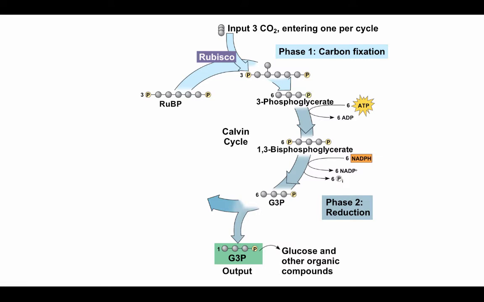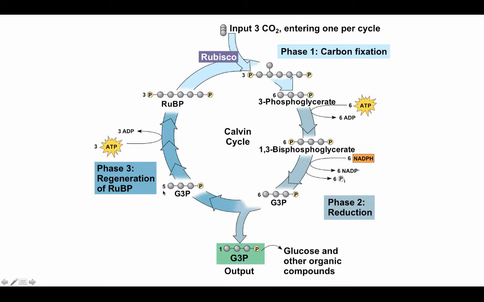So remember, we're summarizing this as being sort of the 3rd turn of the cycle, and so we're going to release one of these G3Ps as output, and this is going to go on to produce glucose and other organic compounds. The other 5 are going to stay in the cycle. So we have 5 G3P now. Those carbons are going to be reorganized in a very complicated way using ATP, so that these 5 3-carbon sugars are going to be rearranged into 3 5-carbon RuBP sugars, each with 2 phosphate groups, regenerating that original starting molecule.